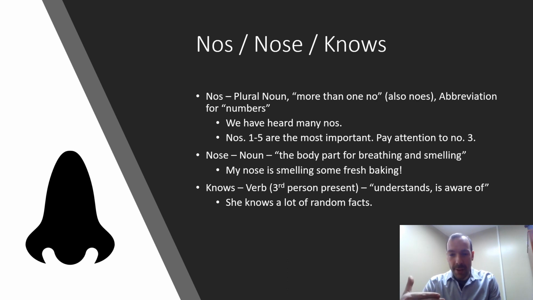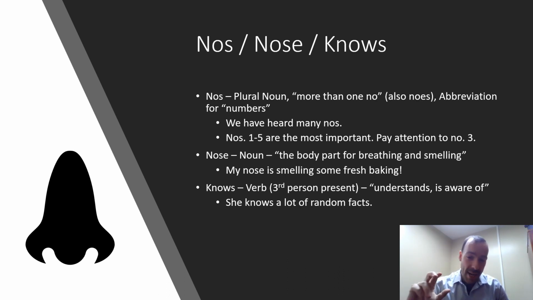But when we're reading it out loud, we still pronounce it number and numbers. We don't say no or nose. Of course, most commonly, nose is referring to the body part, N-O-S-E, or K-N-O-W-S. Pay attention to that silent K.